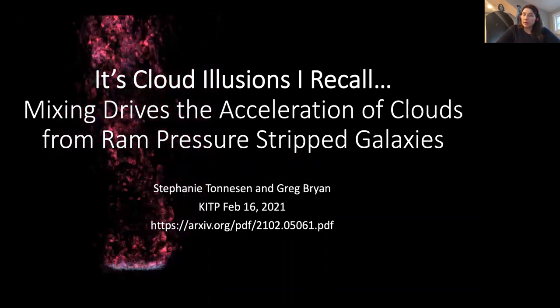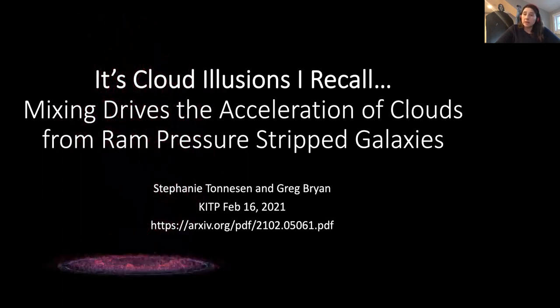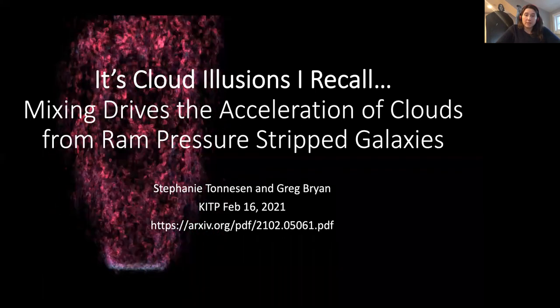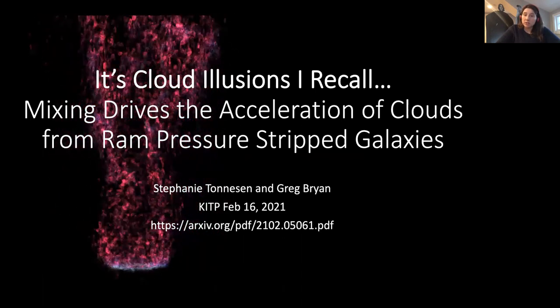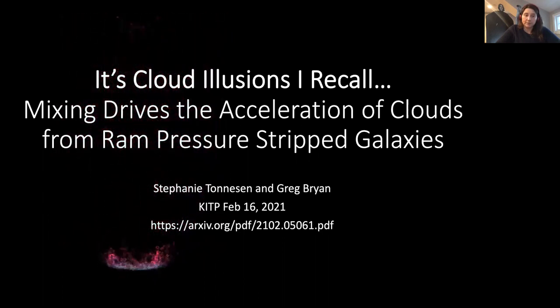I'll briefly introduce a paper focusing on ram pressure stripped tails that Greg Bryan and I wrote that went on the archive recently. It compares a mixing-driven model of stripped gas acceleration to simulations and looks into some of the impacts of mixing on the gas in the stripped tail.